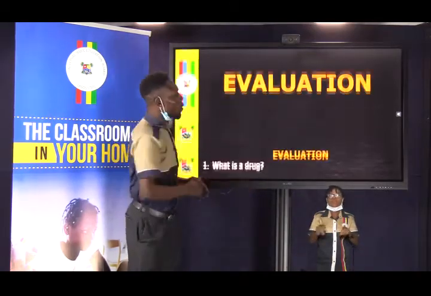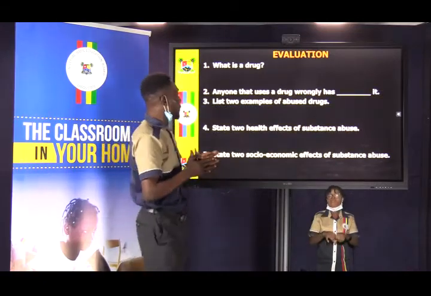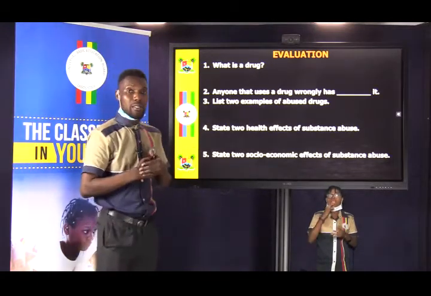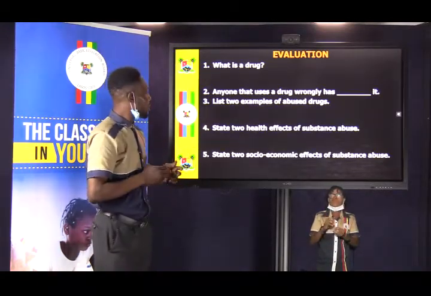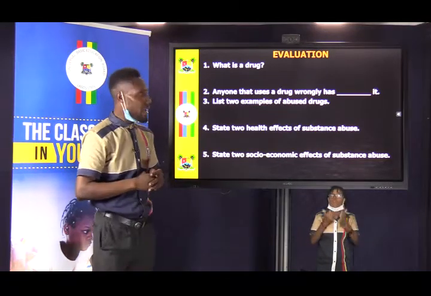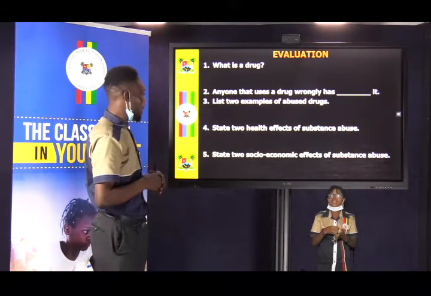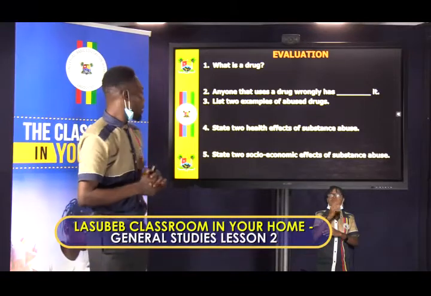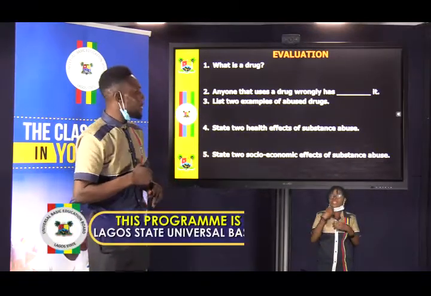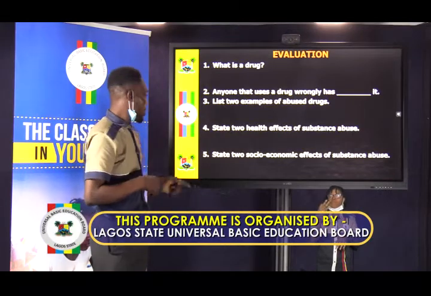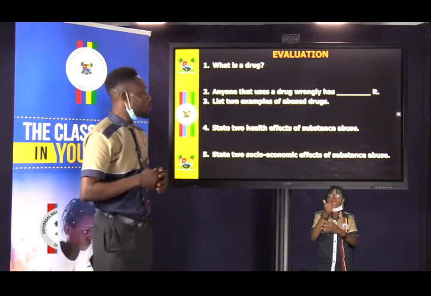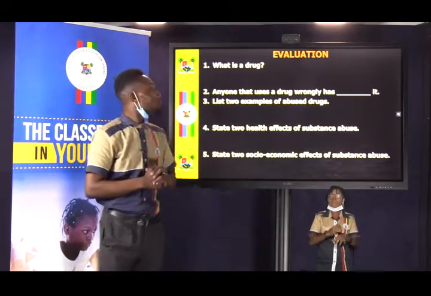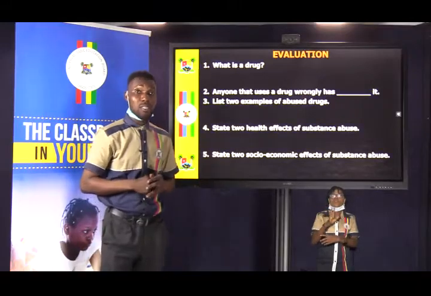So it's time for evaluation. I have just a few questions for you. The first question, what is a drug? The second one, anyone that uses a drug wrongly has dash it. I think I talked about that. Third question, list 2 examples of abused drugs. Number 4, state 2 health effects of substance abuse. And number 5, state 2 socioeconomic effects of substance abuse. You have just 45 seconds to attempt this. Your time starts now.